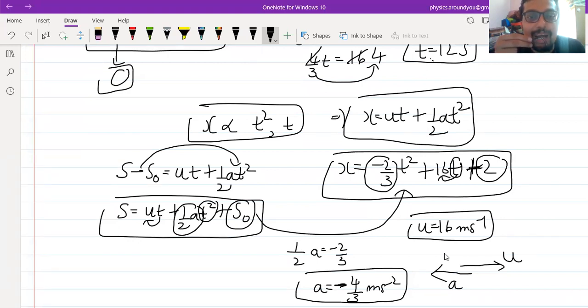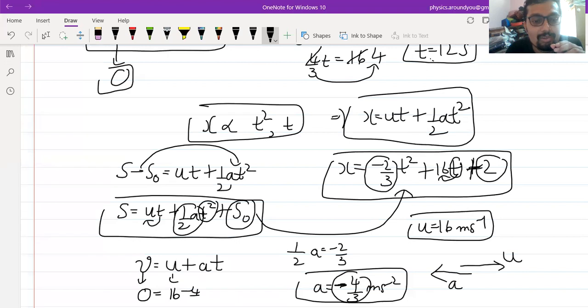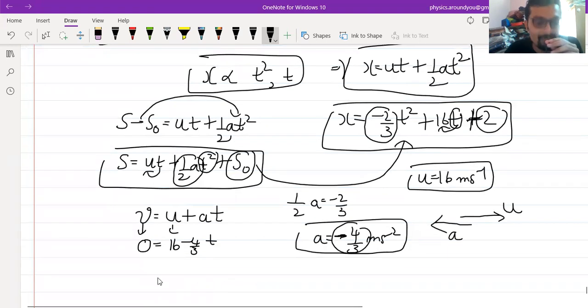What is the question? At what time will the particle come to rest? Yes. So we know v is equal to u plus at. What should be v when you are at rest? What will be the velocity? 0. What is the initial velocity? 16. What is the acceleration? Minus 4 by 3. So at what time will you get it? Can you solve this equation then? t equal to 12 seconds. 12 seconds. This is an easier way.